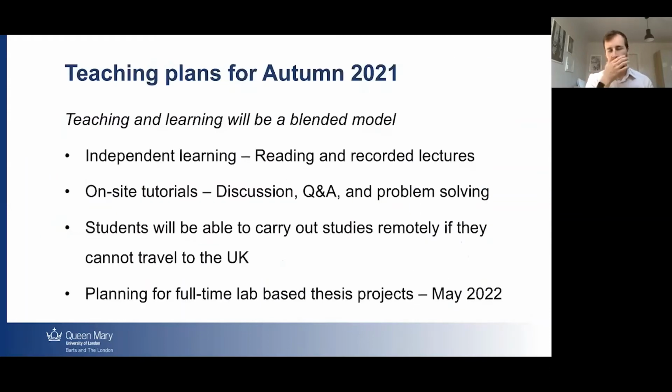Okay, and then, as I mentioned before, teaching plans for the autumn. Our plan at the moment is that teaching in the autumn will be what we call a blended model. You may be familiar with this from your own learning over the past year, but it has 2 components. First, there's independent learning. This might involve reading or listening to recorded lectures or basic material, and the students would do this in their own time, whenever is convenient and works best for them. A lot of this independent learning would be done prior to meeting in person.